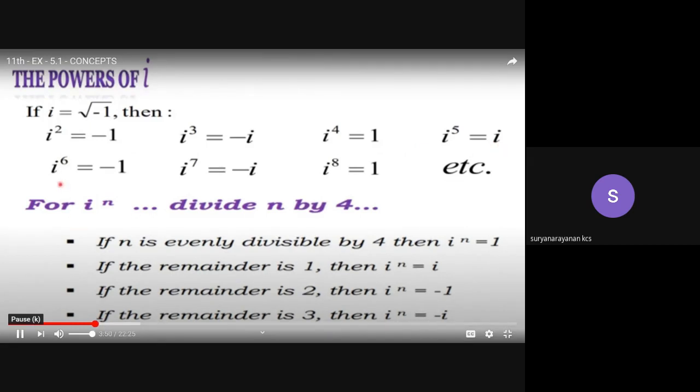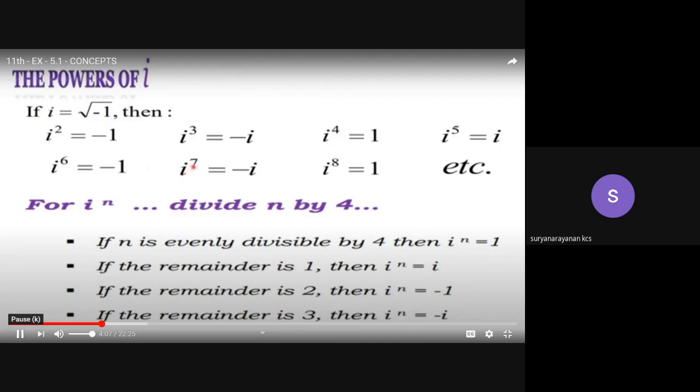Similarly, i power 6. i power 6 can be written as i power 4 into i square. Isn't it, my children? What is the i power 4 value? 1 into, what is the value of i square? Minus 1. 1 into minus 1? Minus 1. Understood this value, my children? Right.